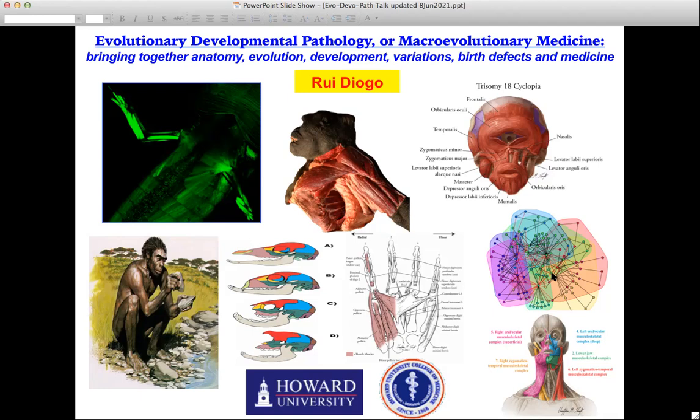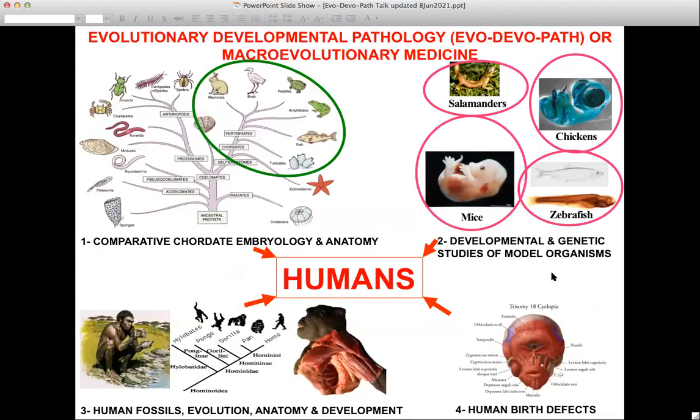So how can we summarize this in a simple way to start with? Well, in evolutionary developmental pathology, or EVO-DEVO-PATH, there are 4 main parts. So one will be the comparative embryology, anatomy, the more typical one, right? Then you have the developmental studies and genetical studies, using, for instance, model organisms like salamanders, mice, chickens, zebrafish, and so on. All these have been done by people that work with us or that collaborate with our labs.